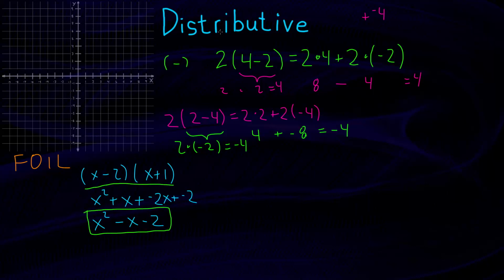All right, we used the distributive property to do this in the FOIL method. And yeah, that's the distributive property. Hopefully we're ready to move forward now past this and start getting ready for algebra.